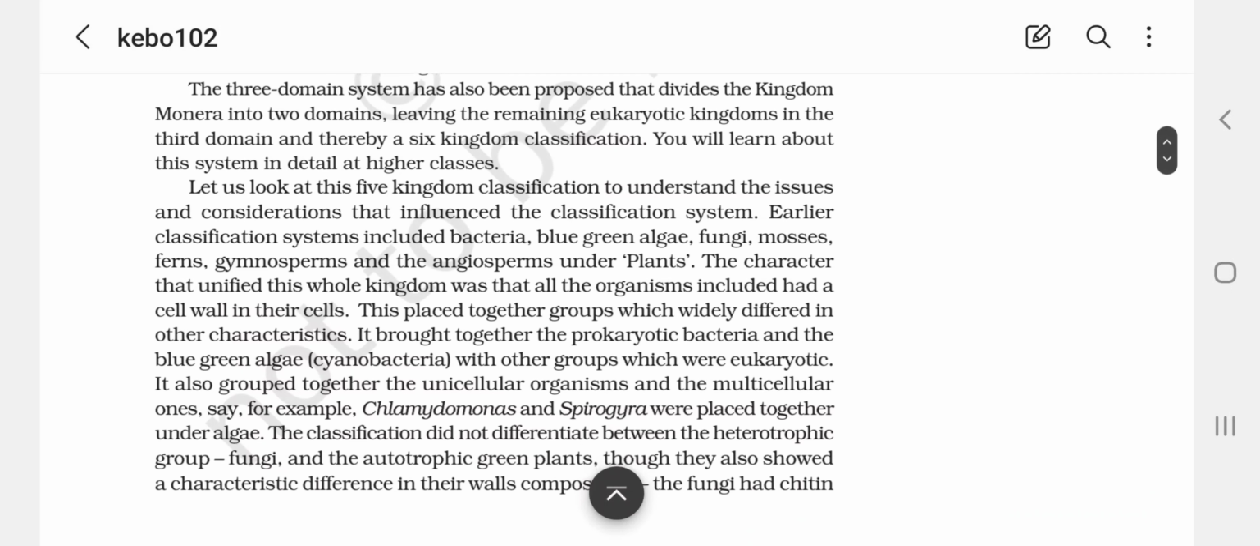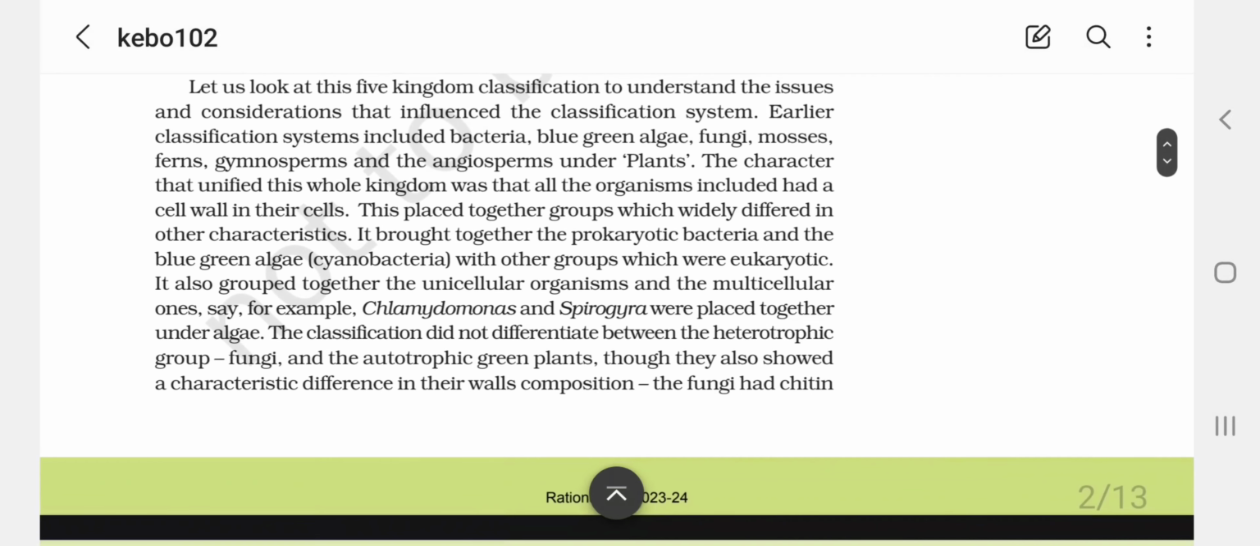The three domain system has also been proposed that divides the kingdom Monera into two domains, leaving the remaining eukaryotic kingdoms in the third domain and thereby a six kingdom classification. You will learn about the system in detail at higher classes. Let us look at this five kingdom classification to understand the issues and considerations that influence the classification system.